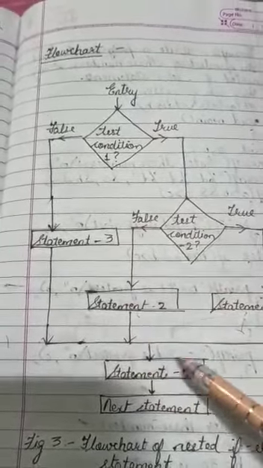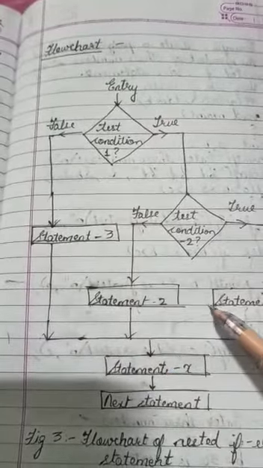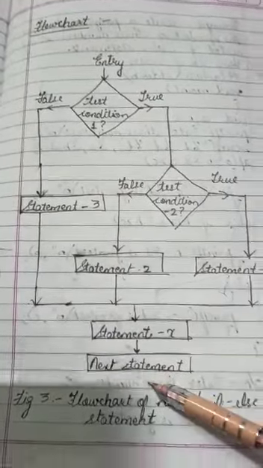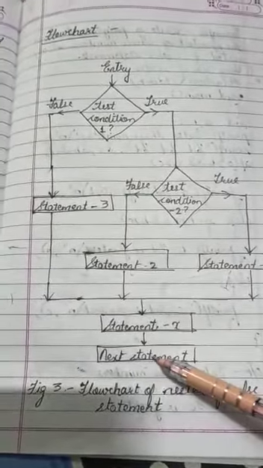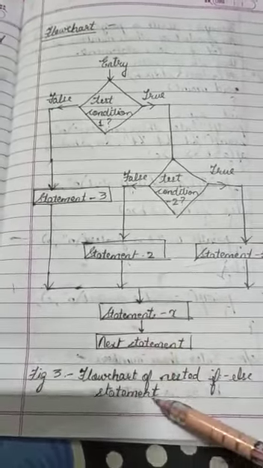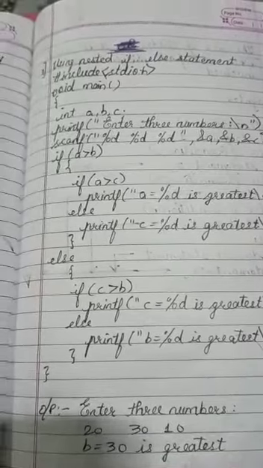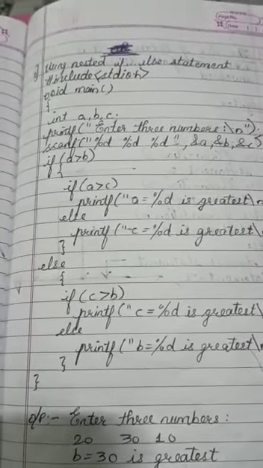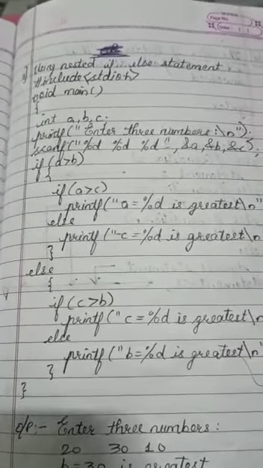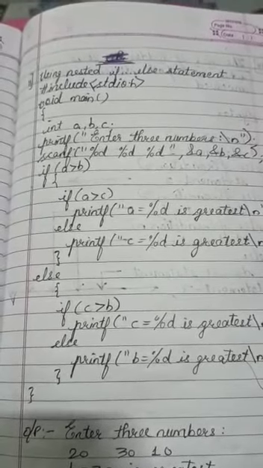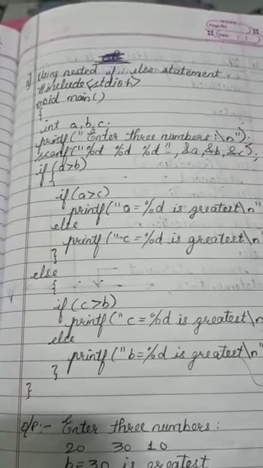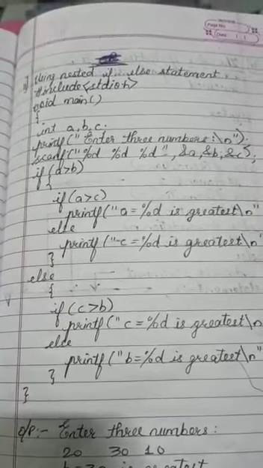And finally, statement X will be executed in all the cases. And then the control will jump to the next statement. This is the flowchart for the nested if-else statement. Now let's see an example of using nested if-else statement. Write a program to find the greatest of three numbers using nested if-else statement.